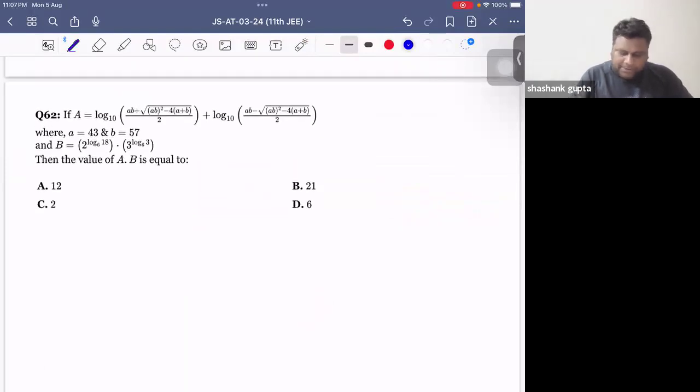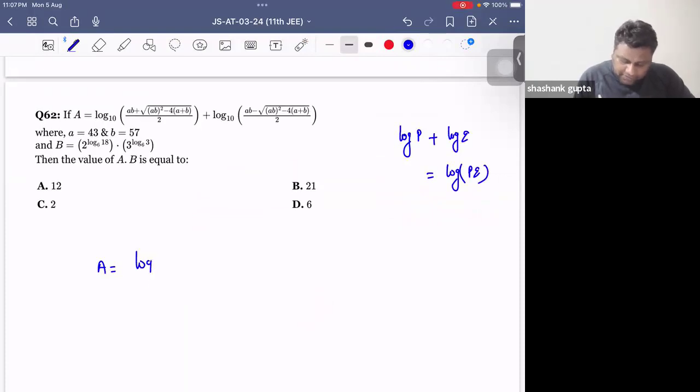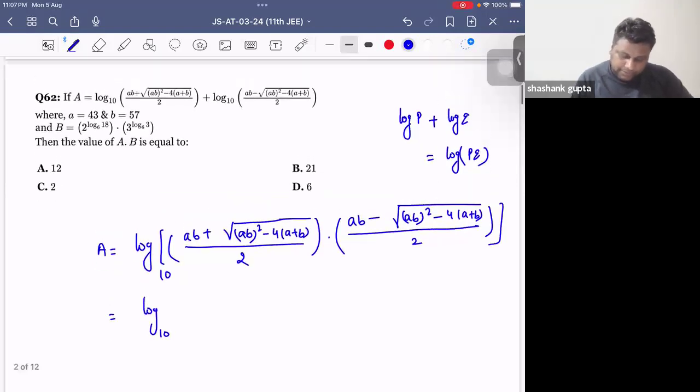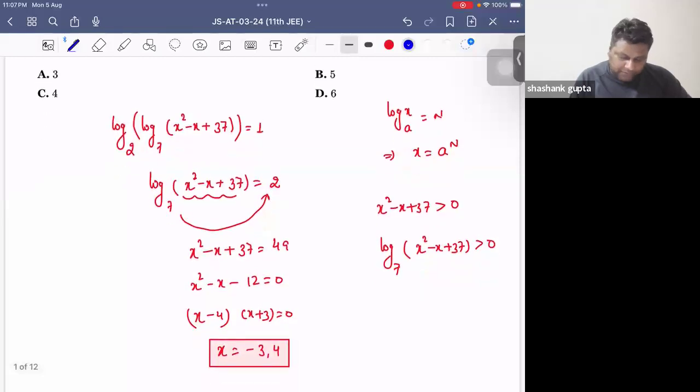See this one. This is a simple but a little bit extended, heavy calculation question. A is what? I'm using the property log P plus log Q is log PQ at the common base. So A will be what? Log base 10 of AB plus under root of AB square minus 4 times A plus B by 2 into AB minus under root of AB square minus 4 times A plus B upon 2. So this is what? Log base 10. In the previous question, what could be the value of x? 4 will be your answer.